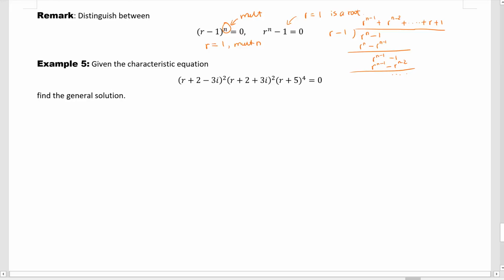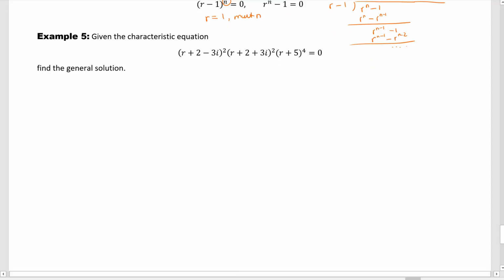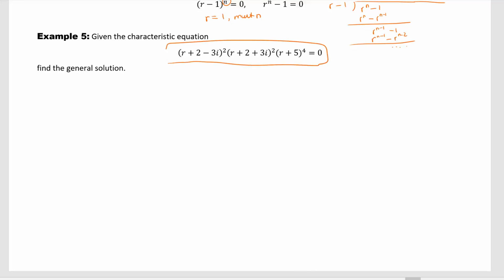All right. So let's look at example 5. Example 5 is given the characteristic equation. We already have the characteristic equation in a factored form. Based on the characteristic equation, we can then find the general solution. In the previous examples, we spent a lot of time to factor the polynomial, but in this problem, the factorization is given. So let's figure out the roots.